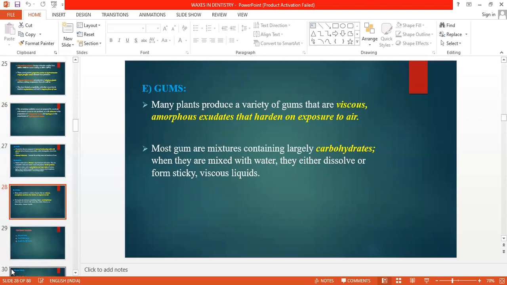Last one, gums. Many plants produce a variety of gums that are viscous, amorphous exudates that harden on exposure to air. Most gums are mixtures containing largely carbohydrates. When they are mixed with water, they either dissolve or form sticky viscous liquids.